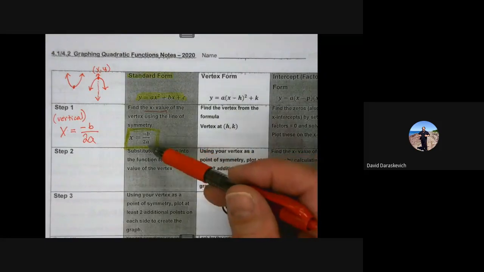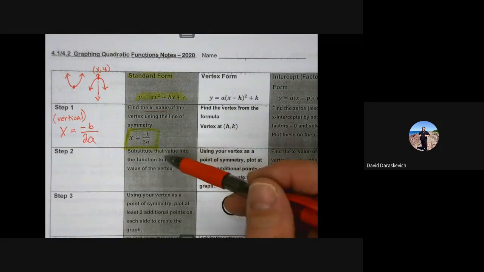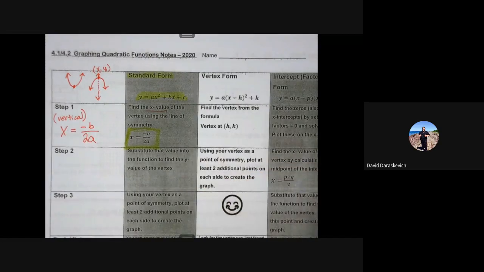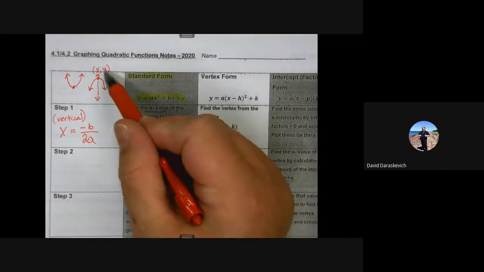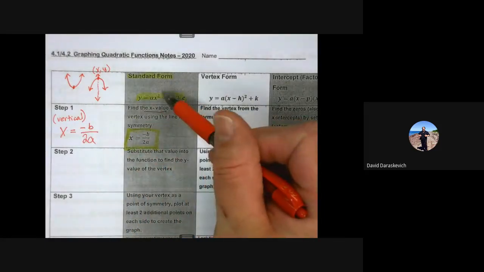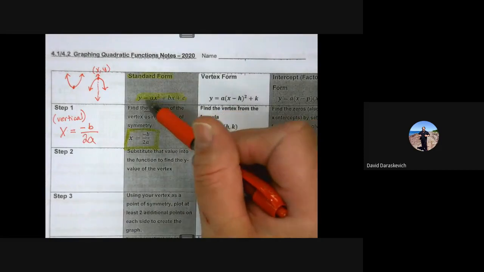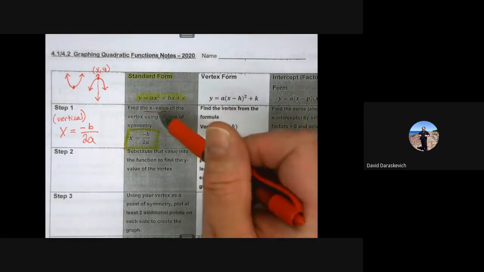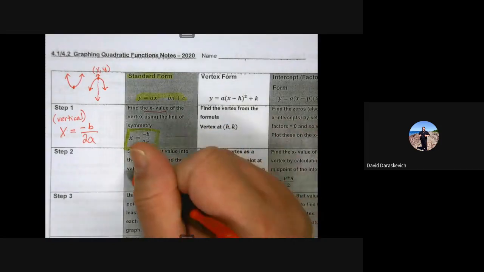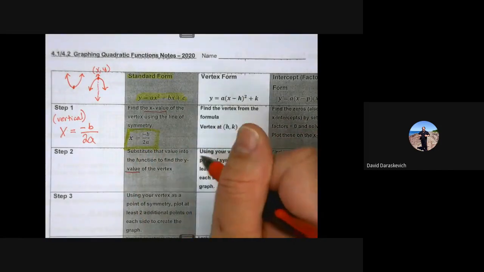We're going to go ahead and substitute that value into the function to find the y value of the vertex. So in order for us to find the y value, we're going to take what we get for x, go back to our original equation, and then find the y value. It's kind of a pain, but then that will give us the y value. So that's step 2.